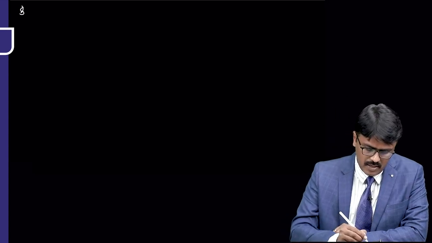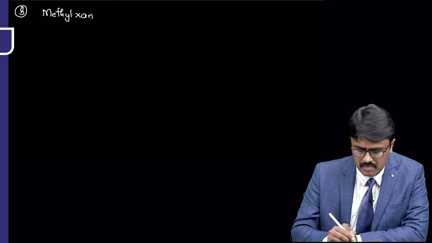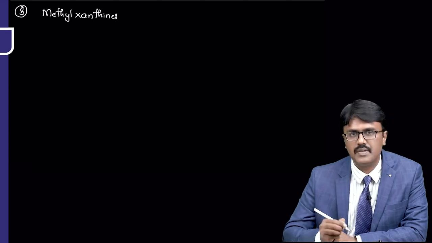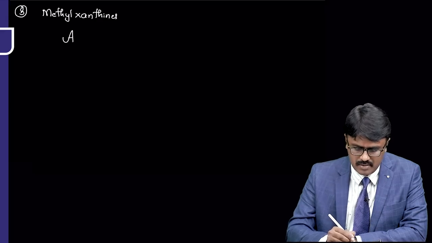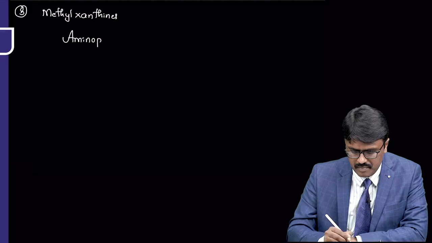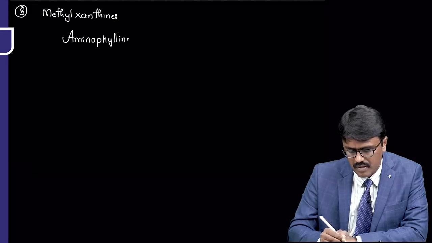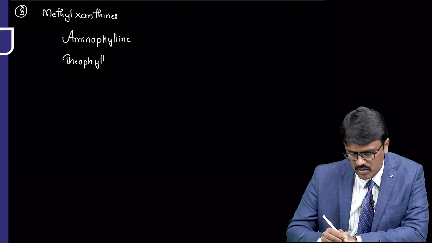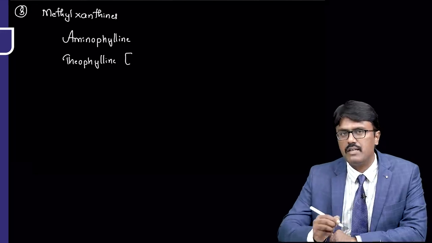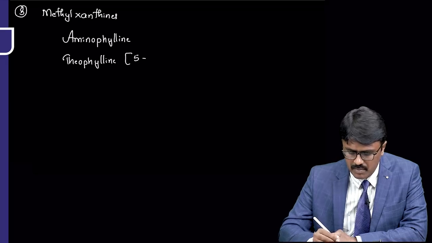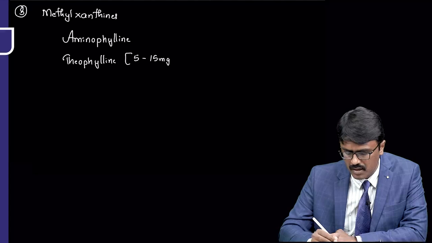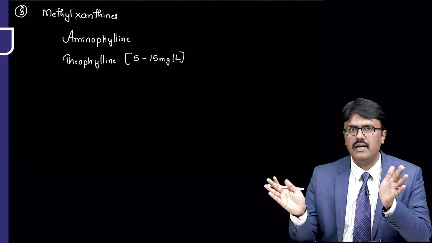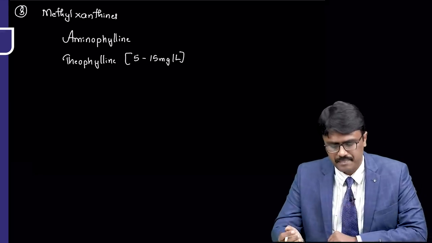The next bronchodilator which we are going to discuss, number 3, they are called as methylxanthines. Two major drugs we have are aminophylline and theophylline. So theophylline, I told you, we require therapeutic drug monitoring and the level should be maintained between 5 to 15 milligram per liter. That is the therapeutic index. Within that you have to give the drug.